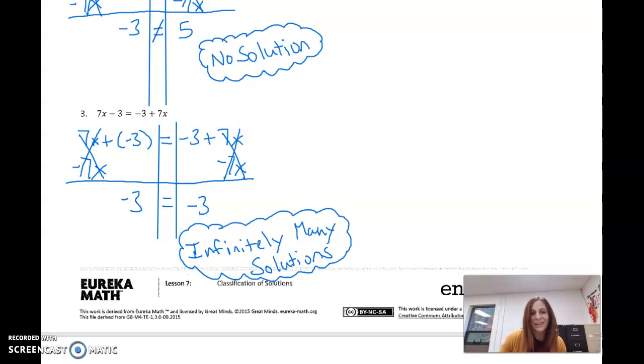to be true. And actually, if you look real close here, especially if I rewrite it here, this is 7x plus negative 3. This is negative 3 plus 7x. It's adding. Commutative property says we can change that order and switch it around. So these basically are the same thing. We solve it, negative 3 is always going to equal negative 3. So it doesn't matter what we put in for x, we're always going to have the left side equal to the right side. These are our 3 types of solutions.